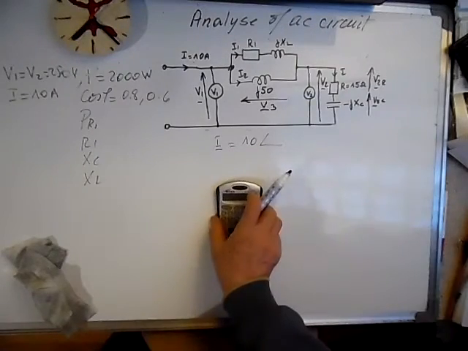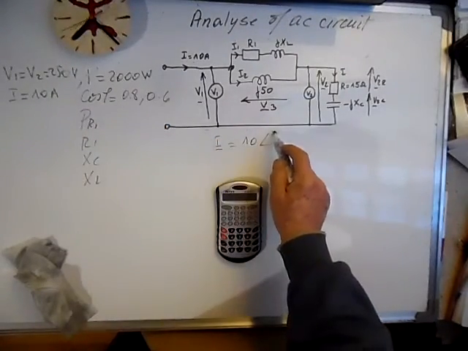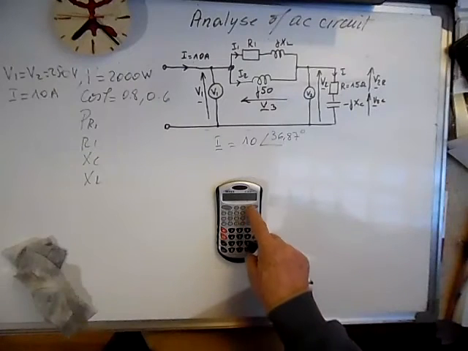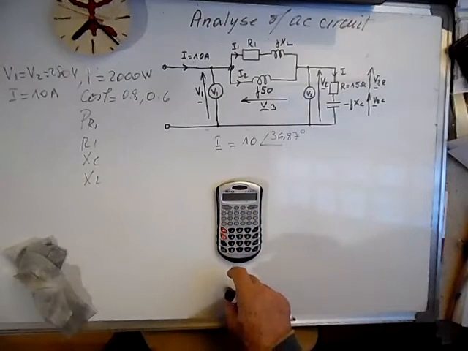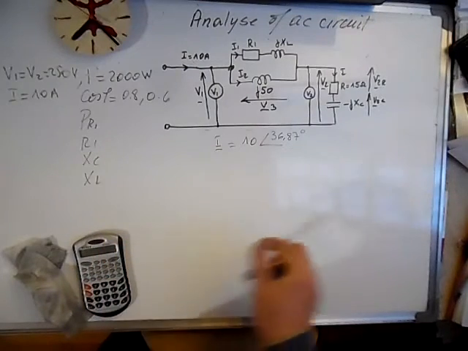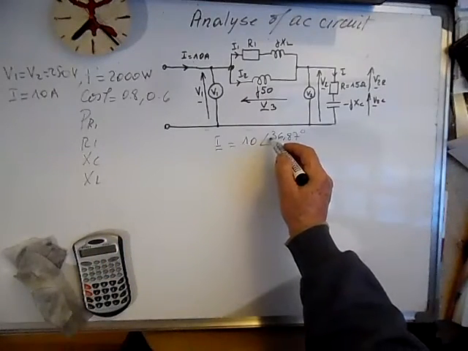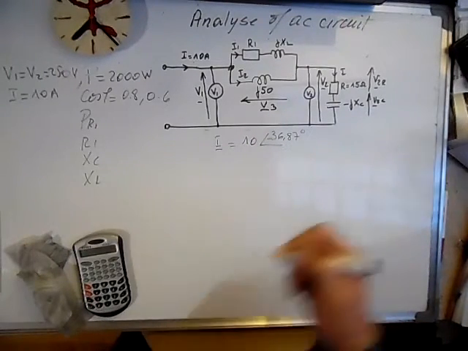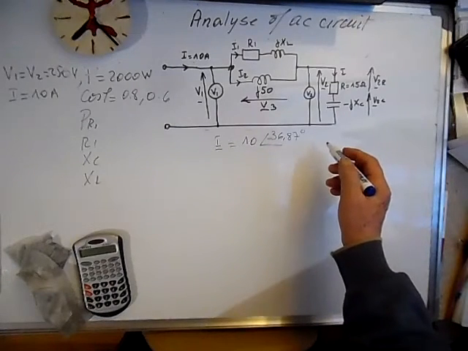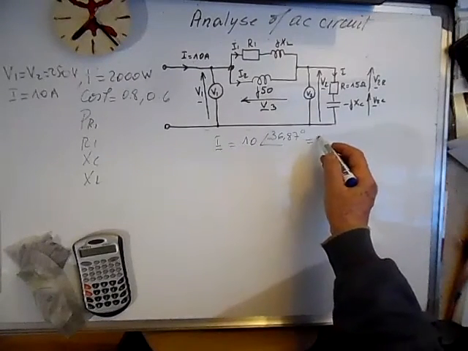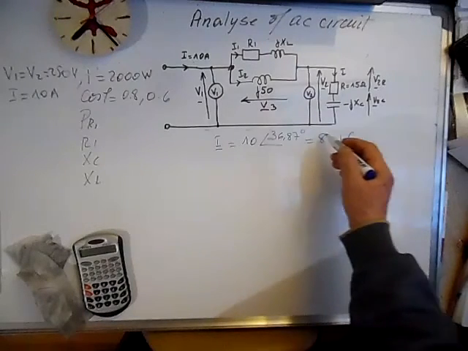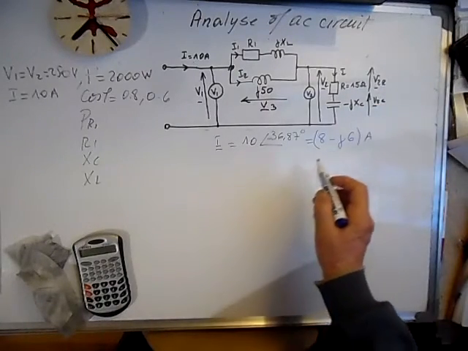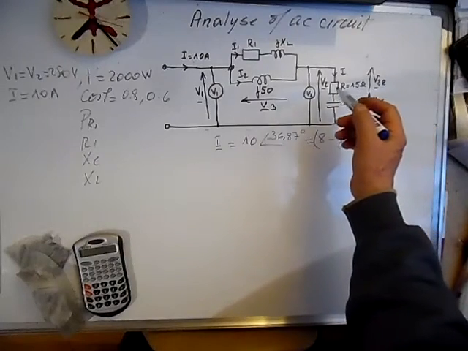This angle is 36.87 degrees. I calculated it before, and we can calculate it again to check. It's 36.87 degrees, or minus, because it's lagging. Let's take another color. Or we can write it in this form, in amps.